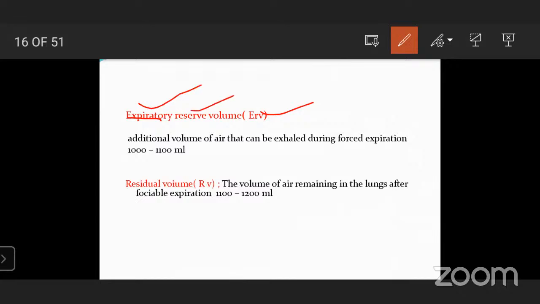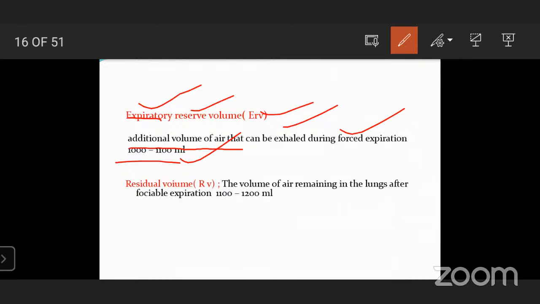Opposite to the IRV, the ERV is the additional volume of air that can be exhaled during forced expiration. Very important: IRV and ERV are both reserve volumes. The ERV is 1,000 to 1,100 ml. This is the volume of ERV.